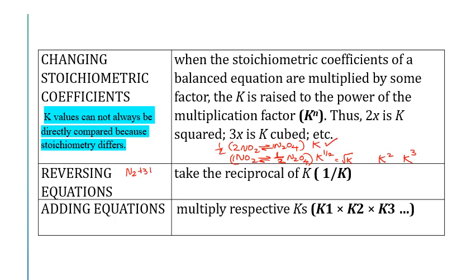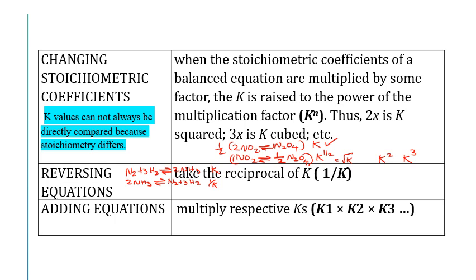Let us take an example. Nitrogen plus hydrogen gives ammonia. I can reverse that equation. There is a K value for this equation, and if I'm reversing, 2NH3 gives you N2 plus 3H2. In that condition, the new K value will be the reciprocal of the original K value.